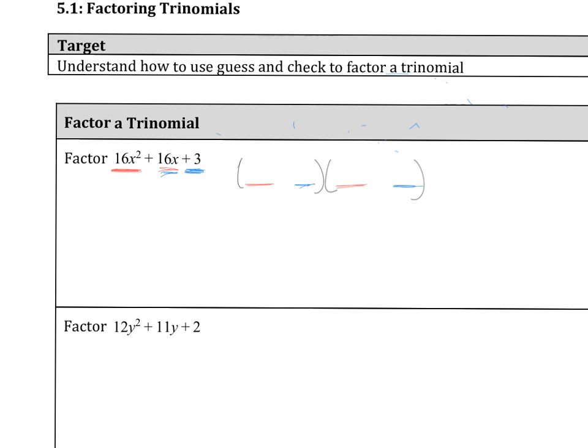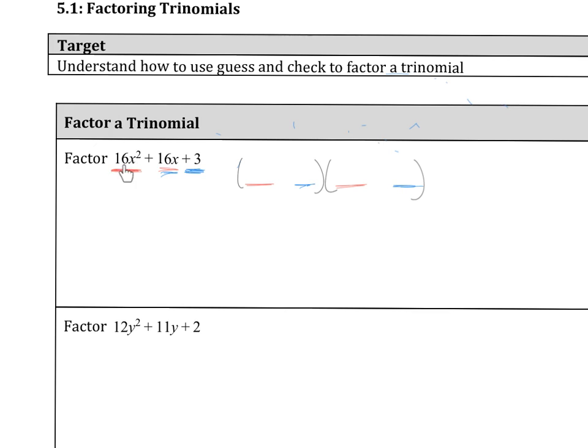So when we work this out, we're going to try to guess and check two things in the red slots that will make a 16x squared. And we'll try and guess two things in the blue slot to make a positive 3. And we'll know we're right if, when I multiply these and I multiply these and combine them, I get that middle term.